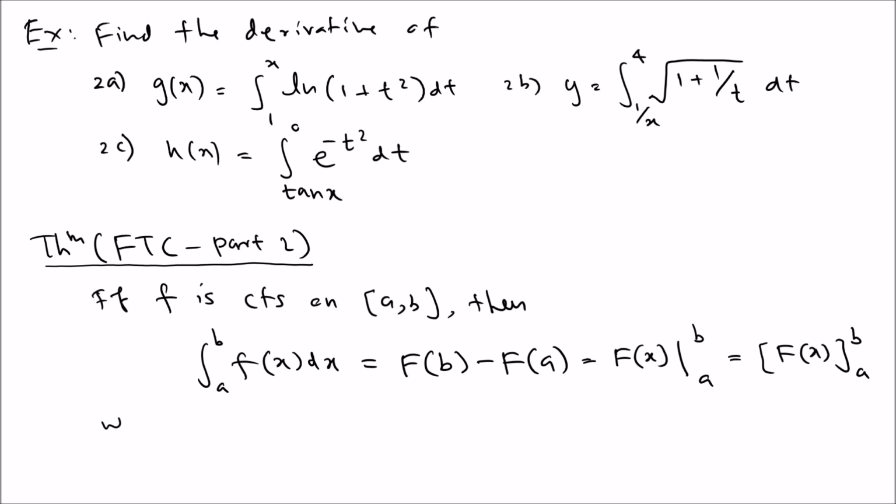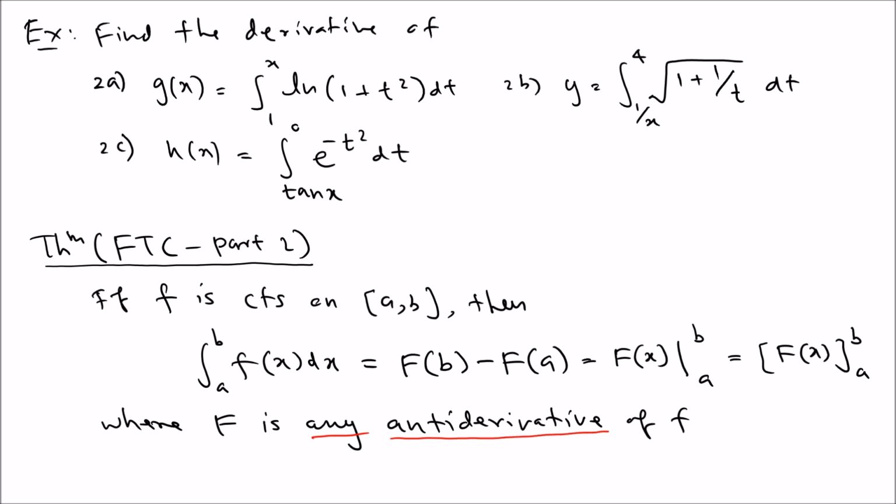Where F is any antiderivative of f. That means, if you take the derivative of F, you get the small f. That's what antiderivative means: if you take the derivative, you get the function. This is what we call the Fundamental Theorem of Calculus, part 2.